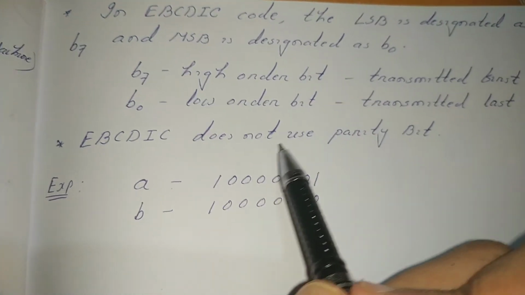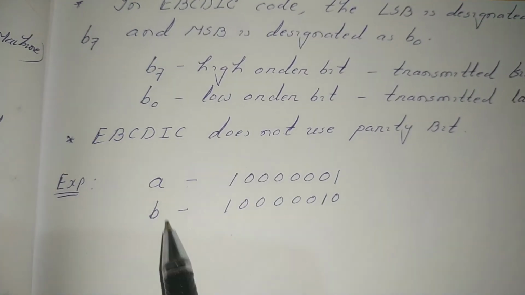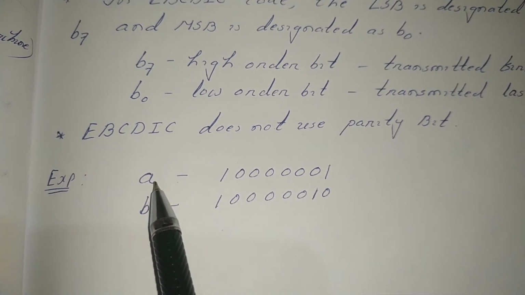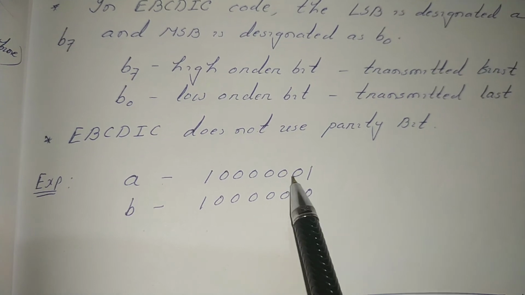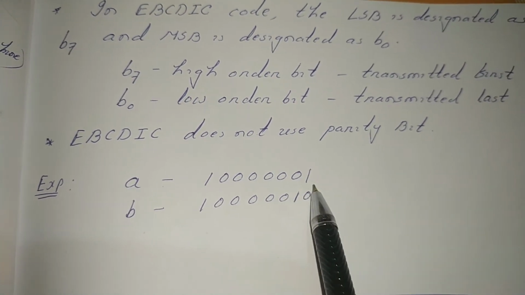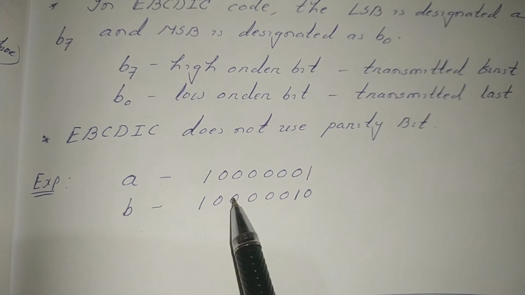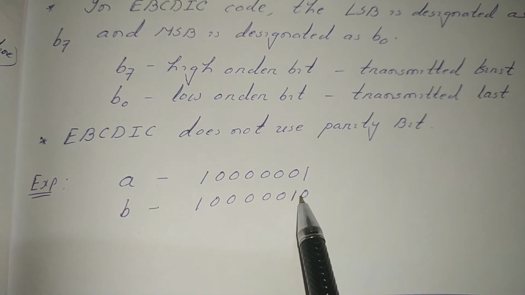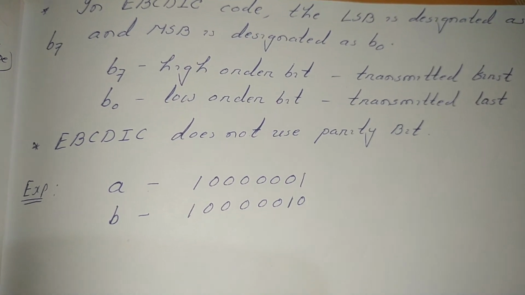And EBCDIC also, it is not using any type of parity bit. And for example, here I have taken one EBCDIC code. For A, see here 1 2 3 4 5 6 7 8, 8 number of bits are used there. Okay, 1, then 6 number of zeros followed by 1. Then for B, 1, 5 number of zeros, 1, 0. Okay, in this way EBCDIC codes are written. Okay, thank you.